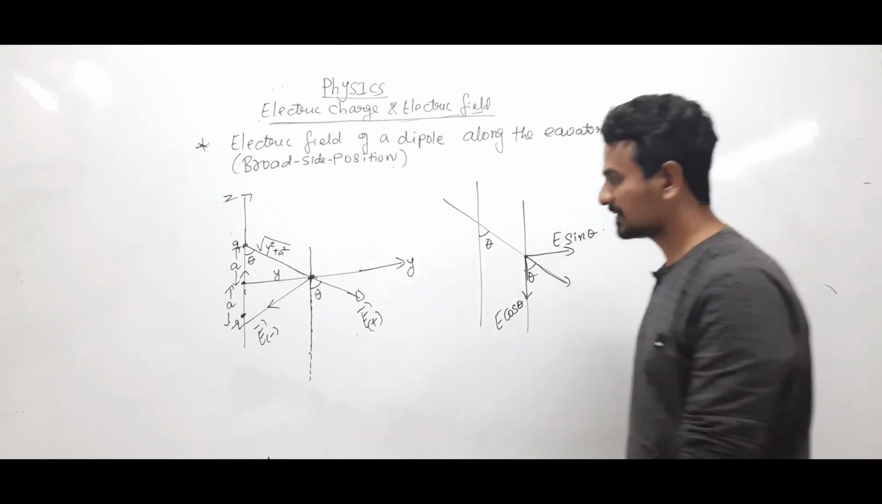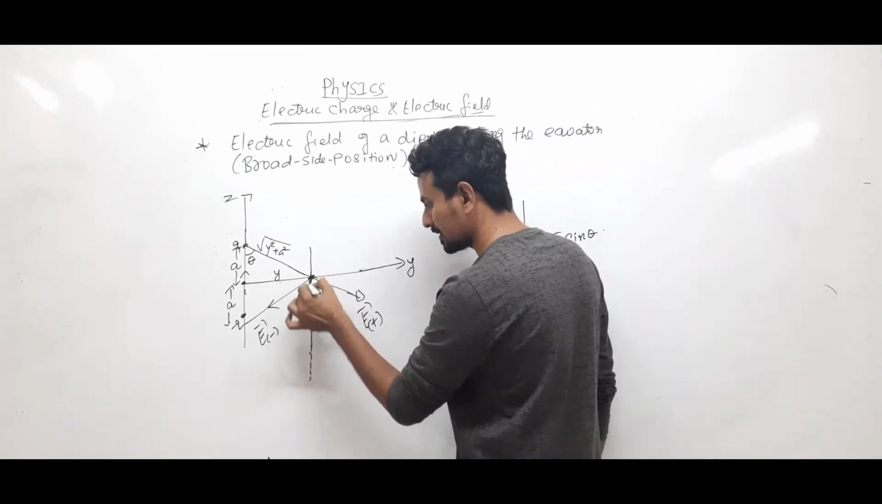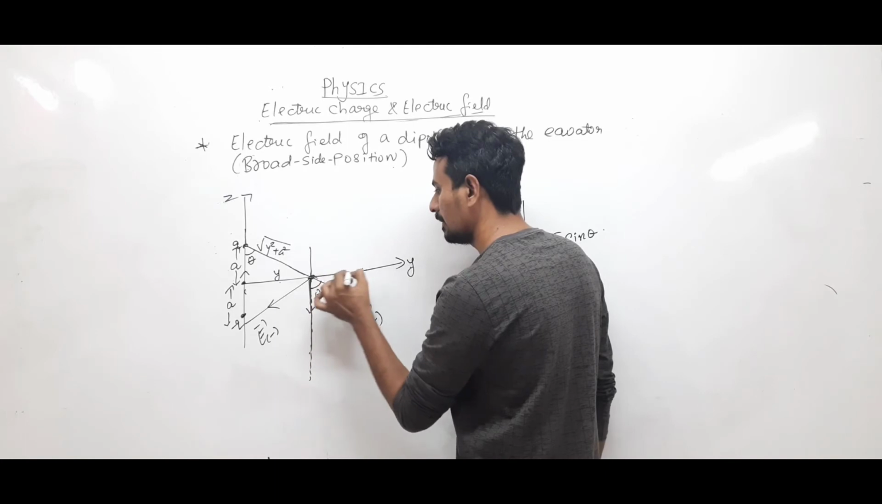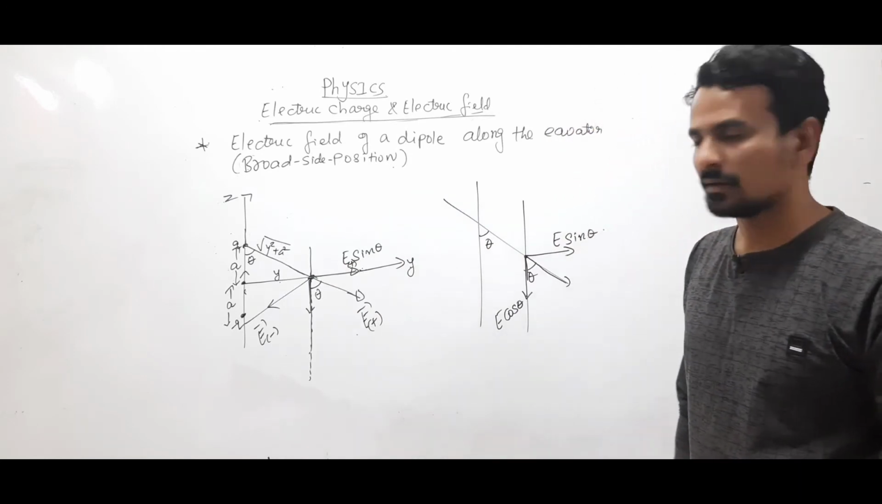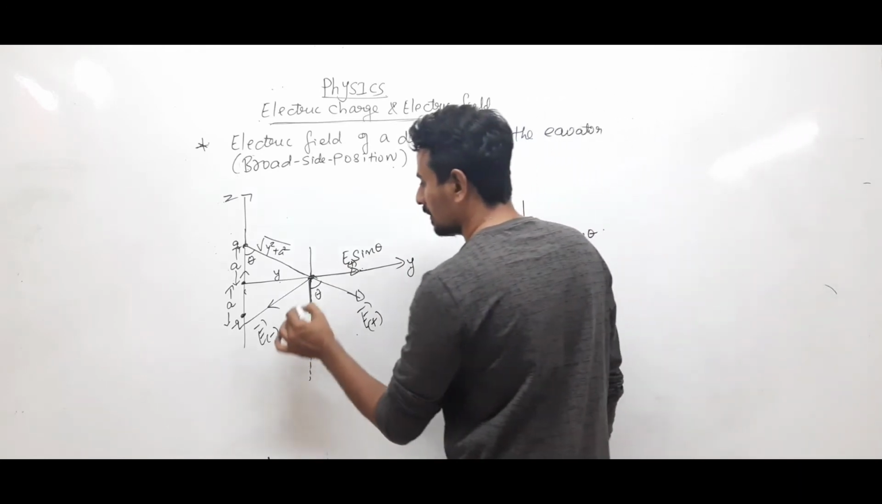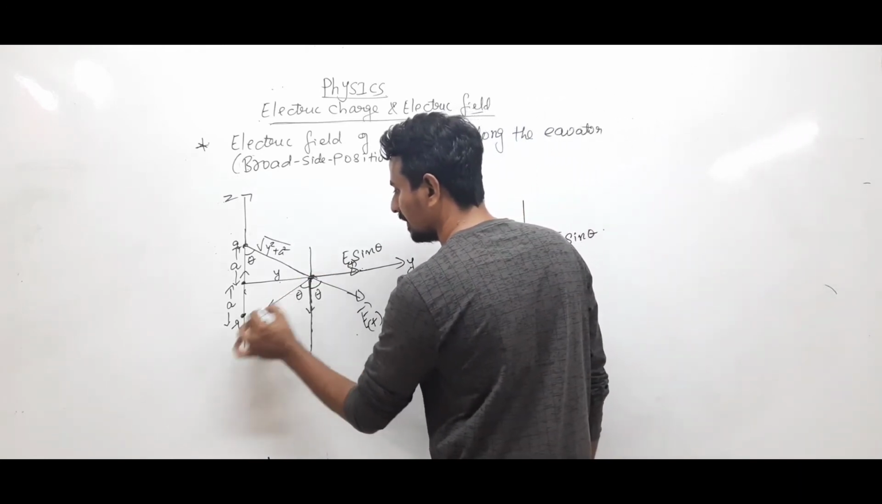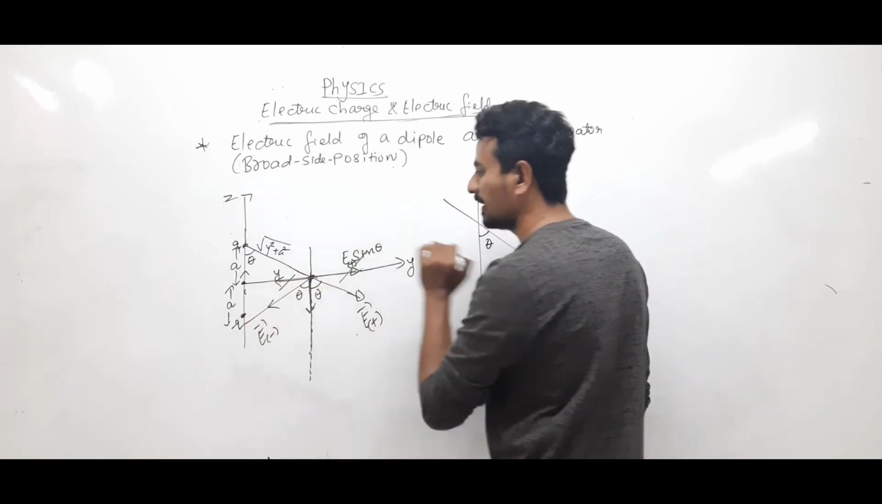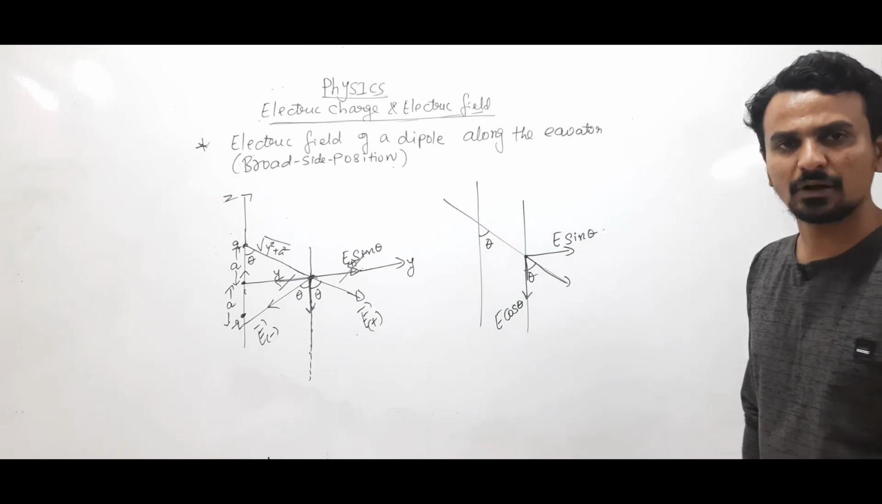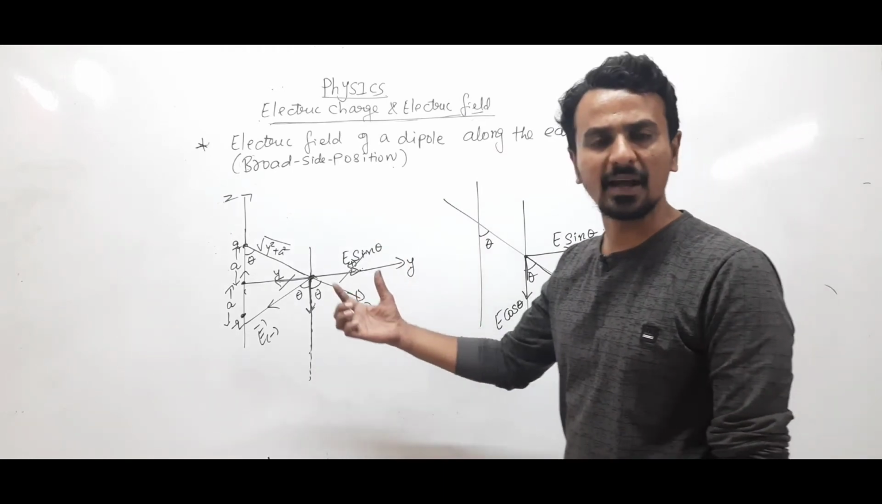Clear? That means this will be the cos component of the electric field, and the sin component of the electric field, because of the positive charge. Similarly here, this will be theta, this is E, this will be cos theta, this will be sin theta. The sin theta component will be cancelled out because they are in opposite directions and have the same value.